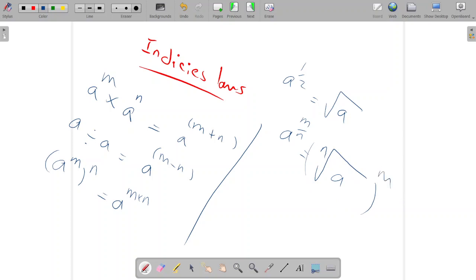Another thing: if you have a to the power of minus n like this, it can be represented as 1 over a to the power of n. All of these are indices laws.